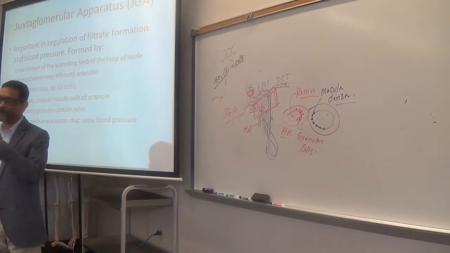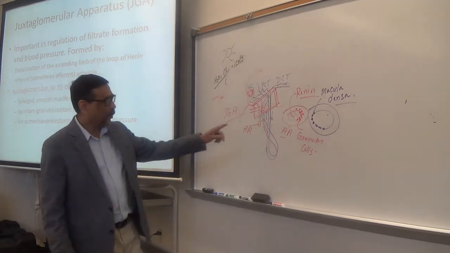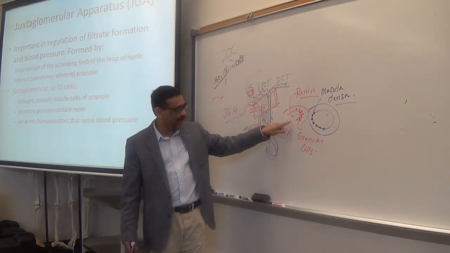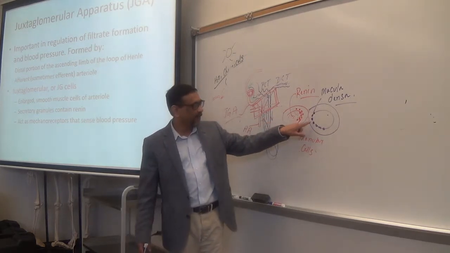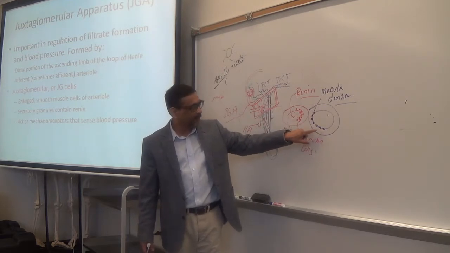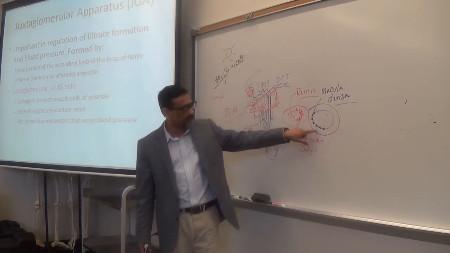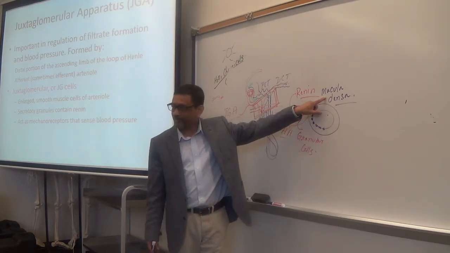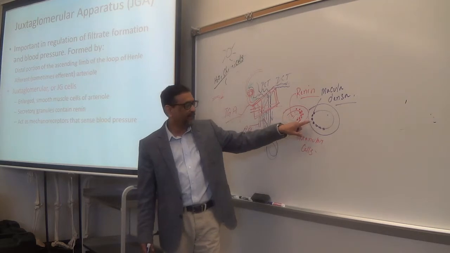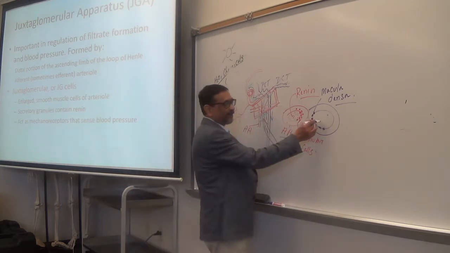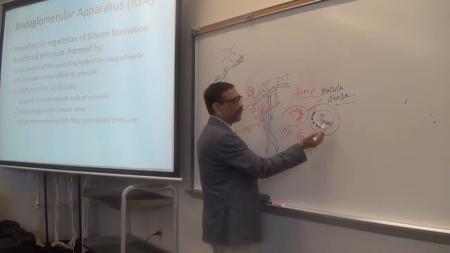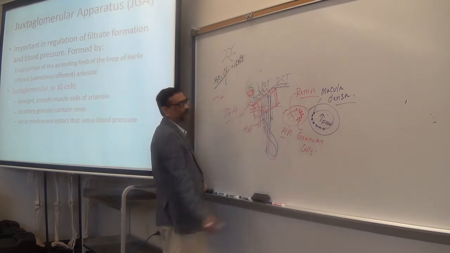So those are two types of cells important. One type of cells, those are called granular cells, in the wall of the afferent arteriole, and another type of cells in the wall of the ascending limb, distal part of ascending limb. These are called macula densa. These cells secrete renin, and these cells can detect the flow of urine through the nephron. Okay.